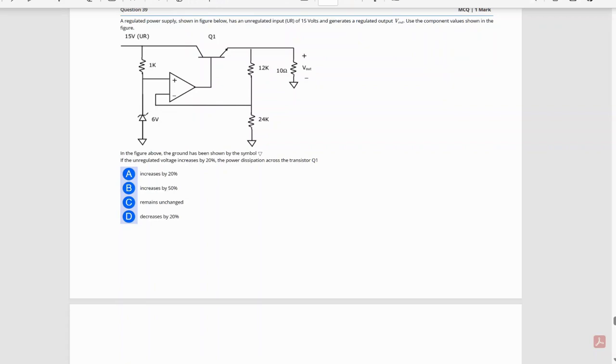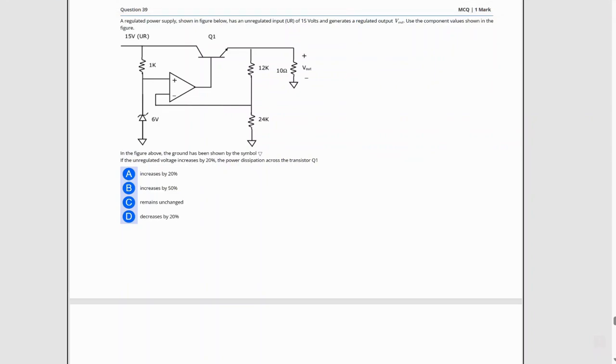Now, this is a regulated circuit. The positive terminal of the operational amplifier is at 6 volts, and since we have negative feedback, we know that both the terminals of the operational amplifier will have the same voltage. So if this voltage is plus 6 volts, this will also be 6 volts. So this voltage is 6 volts.